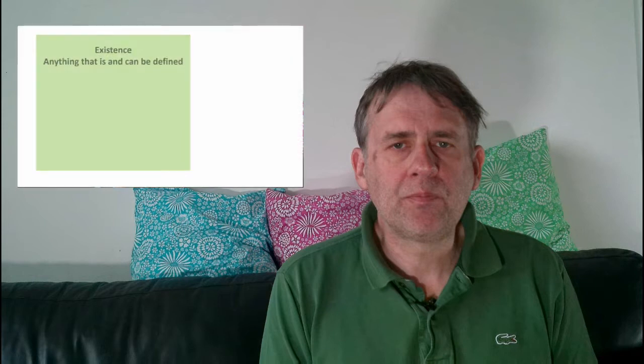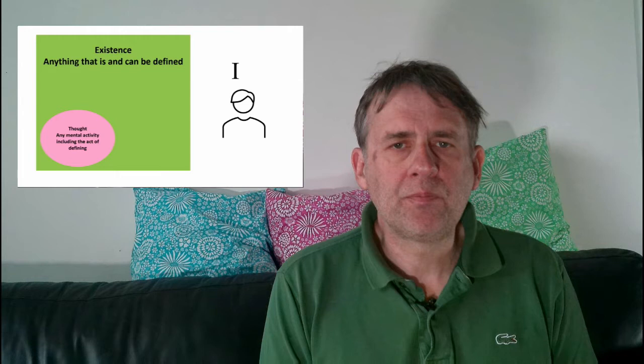We can show this by first defining existence. We define existence as anything which is, and which therefore can be defined. The second definition is thought, which, for our purposes, is any mental activity, including the act of defining. So it follows that thought must be a subset of existence, since it can be defined. We just did it above. Now, when we make or think the above statement, then it follows that we do exist because we have shown that thought resides in the category of existence, and so we who think must also reside there.